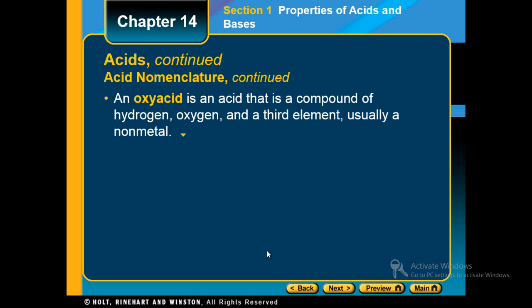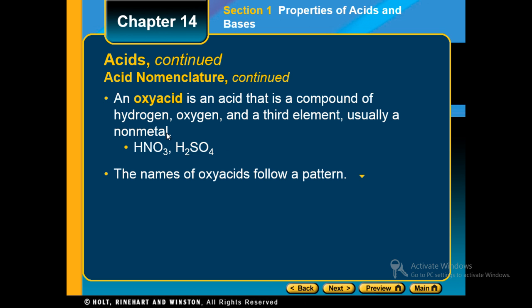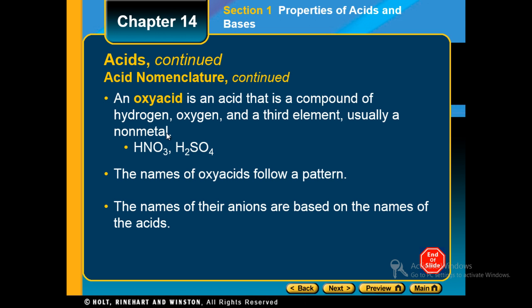When we are talking about the second type, which is the oxyacids, oxyacids are a part of ternary acids, which are made of 3 elements. The 3 elements are hydrogen, oxygen, and a third element, but it is usually a non-metal element. For example, we will talk about HNO3 and H2SO4. The name of the oxyacid follows a pattern. Okay, we will follow some rules to give the names.